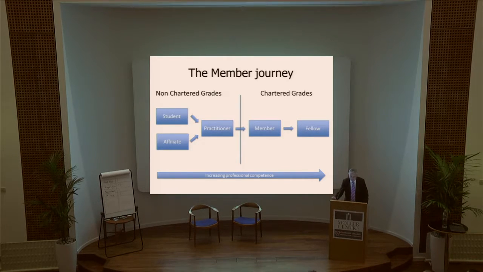And running throughout that, we have increasing professional competence. Okay? These grades are effectively cumulative. Each one builds on the requirements of the previous grade.